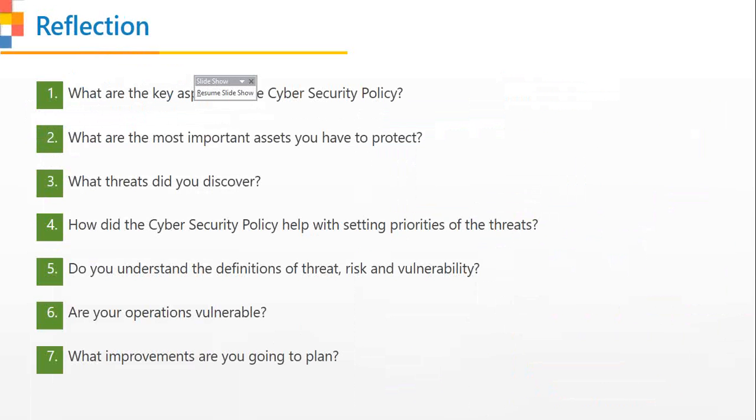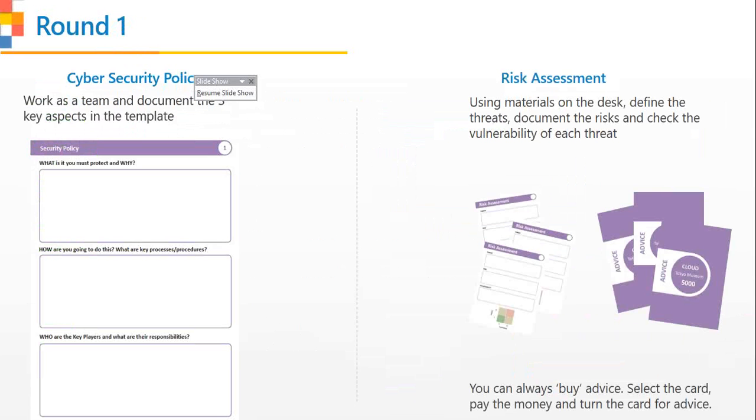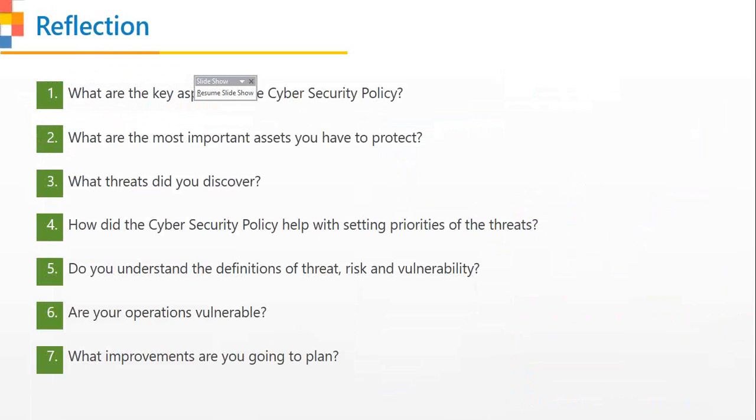Then we look at whether the cybersecurity policy which you created helped in setting the priorities. While you created a cybersecurity policy in the template, were you really referring to it while you were doing the risk assessment and prioritizing the threats which you identified?